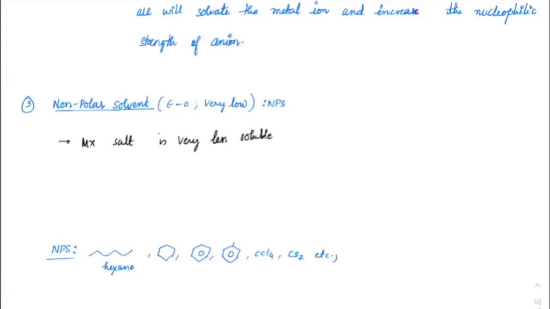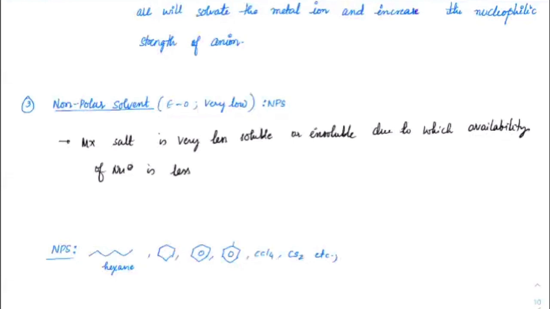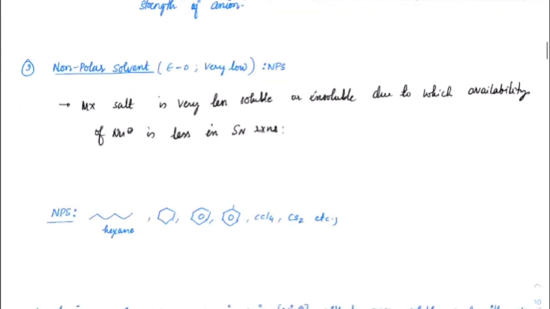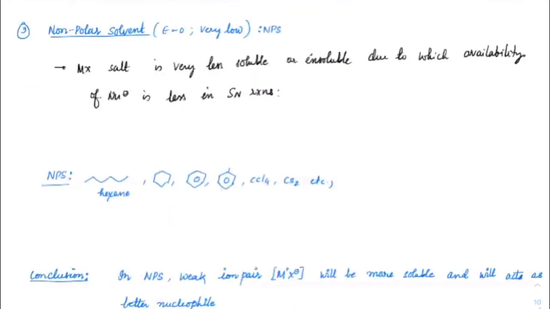It is less soluble or it is insoluble, right? Due to which availability of nucleophile is less in substitution reactions. This is what usually happens. So hardly there is any amount of nucleophile that would be available. So usually reactions don't happen that easily in non-polar solvents. A few of the examples I have mentioned here: hexane, cyclohexane, CCl4, CS2. These are all non-polar solvents, right?